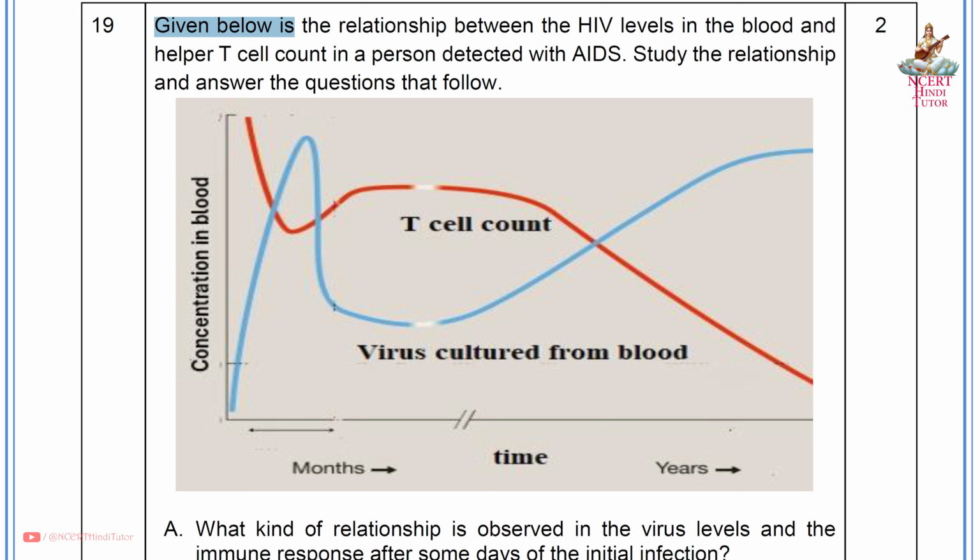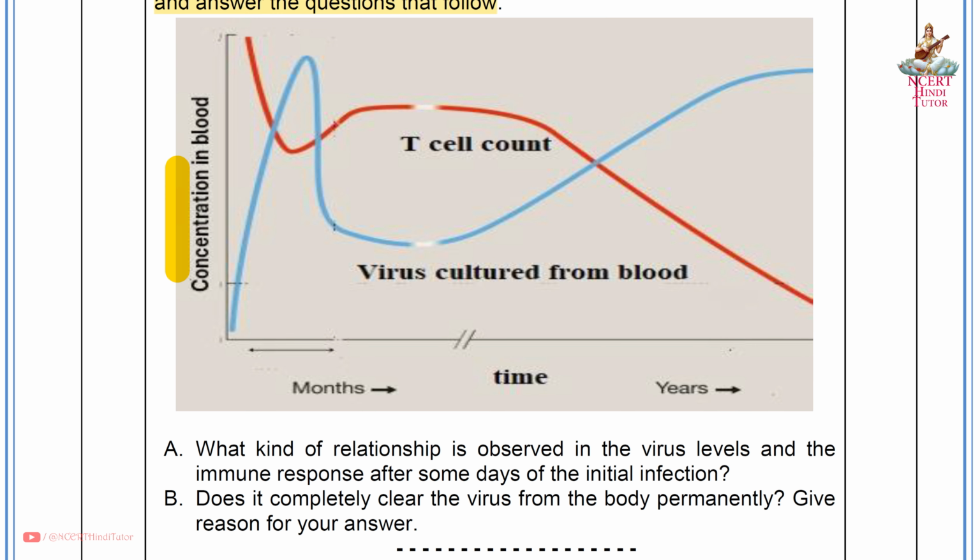Question 19. Given below is the relationship between the HIV levels in the blood and helper T cell count in a person detected with AIDS. Study the relationship and answer the questions that follow. Concentration in blood, time, in months and in years. Virus cultured from blood, T cell count.